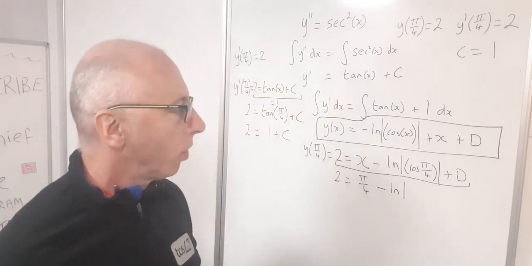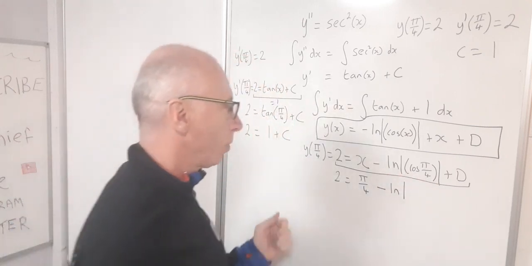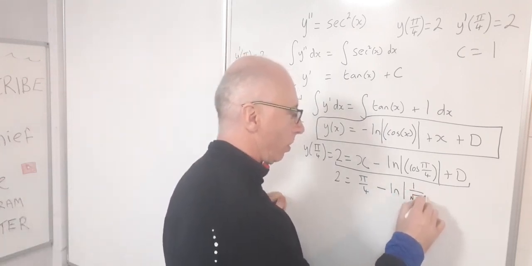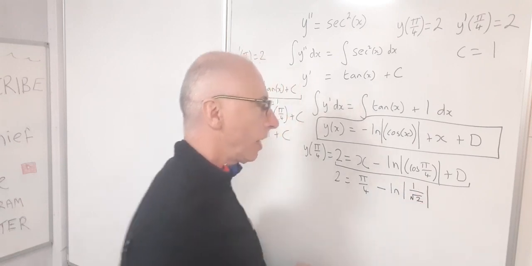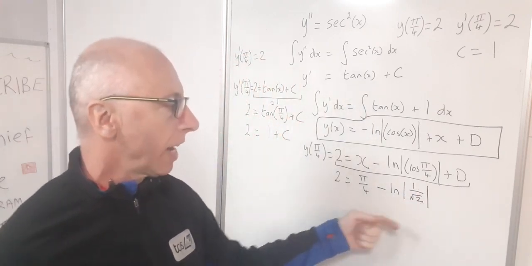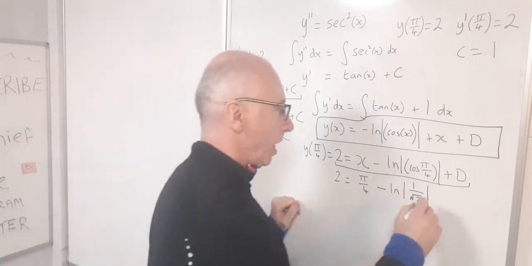Cosine of pi over 4 is 1 over root 2. So that's 1 over square root of 2. So I'll leave that as an absolute value. Now I know that it is positive, but I'm just going to leave it like that for now. Next line we will deal with that. And then plus d.